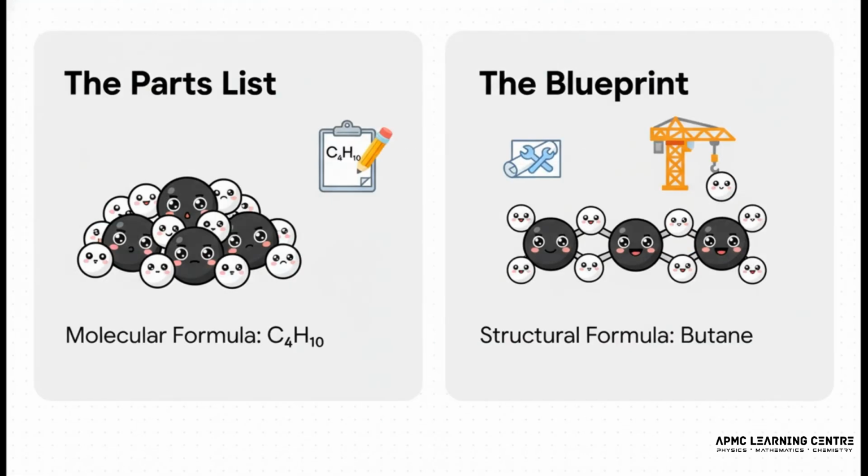All right, this is a really important idea. It's the difference between having a parts list and having the actual building instructions. A molecular formula like C4H10, that's just your list of parts. It tells you, hey, you've got 4 carbons and 10 hydrogens. But the structural formula, that's the blueprint. It shows you exactly how every single one of those pieces snaps together.